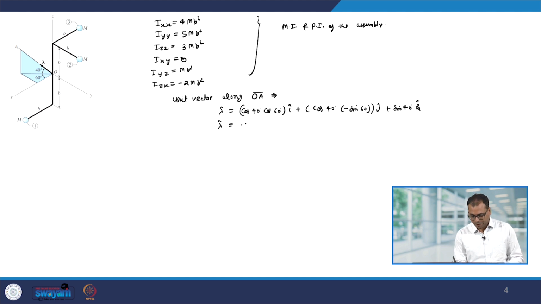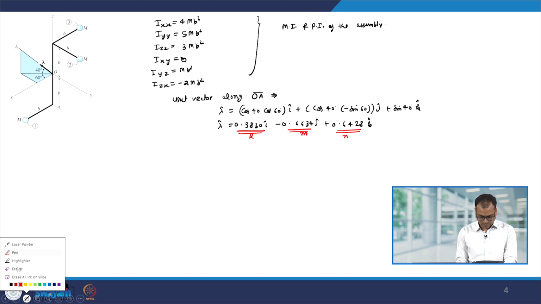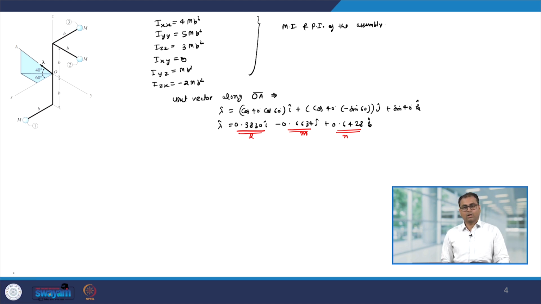So, it will be 0.3830 i minus 0.6634 j plus 0.6428 k. So, this is your L, that is your M, and this is your N. These are the direction cosines, the values of cos alpha, cos beta and cos gamma, where alpha, beta, gamma are the angles that it makes with the x, y and z axes.